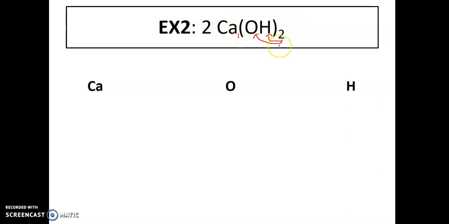Now that I have distributed my subscript, I need to multiply everything by my coefficient, the big number right here. So I had 1 calcium in 1 molecule. Now I have 2 molecules, so I'm going to have 2 calciums altogether. For oxygen, I have 2 oxygens in 1 molecule. 2 times 2 is 4. And then hydrogen, I have 2 hydrogens because I distributed in 1 molecule, but there are 2 molecules. 2 times 2 is 4. Okay?